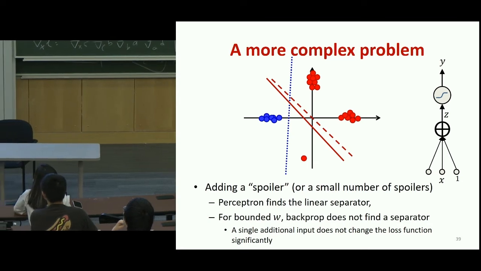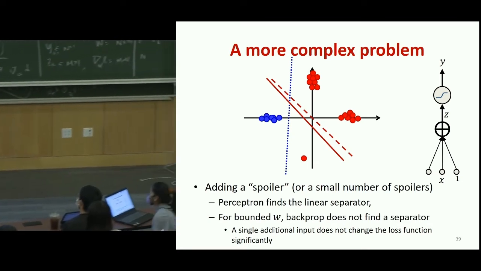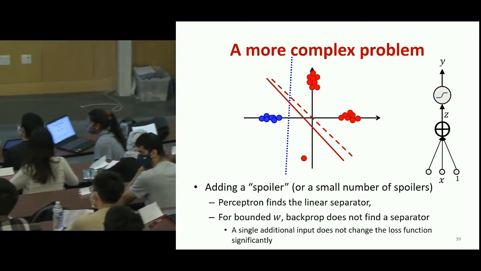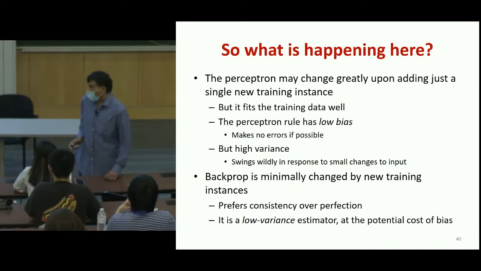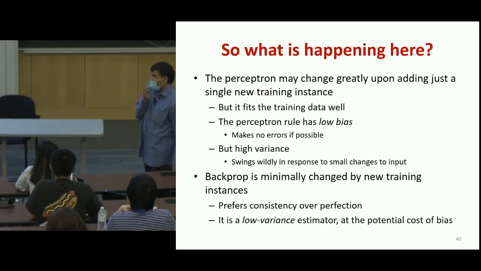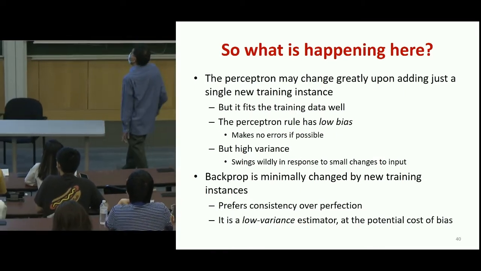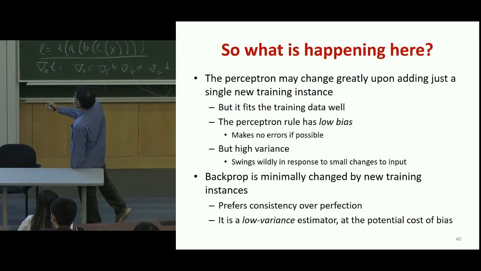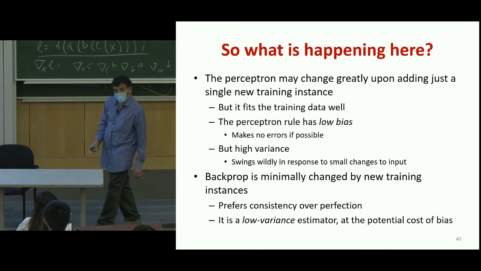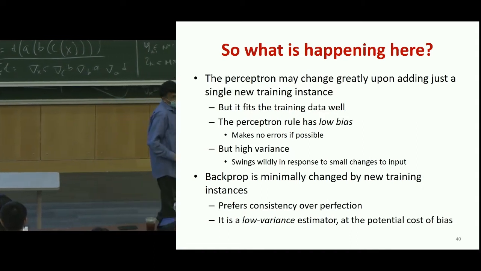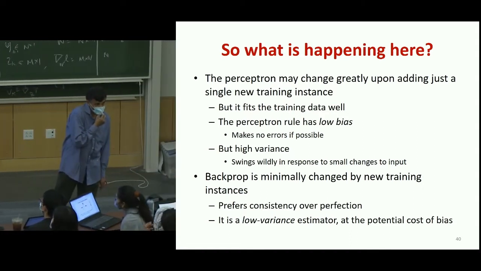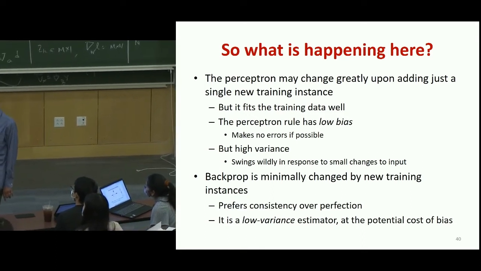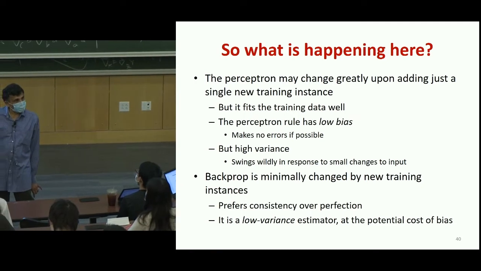Which of these two behaviors do you think is more reasonable? Because you don't want one instance to make your solution swing around like a madman, right? So in technical terms, we will say that the perceptron may change greatly upon adding just a single instance. It fits the training data well, so it makes no errors. It has low bias, right? On the other hand, it has tremendous variance. Just one instance can make the thing swing around.